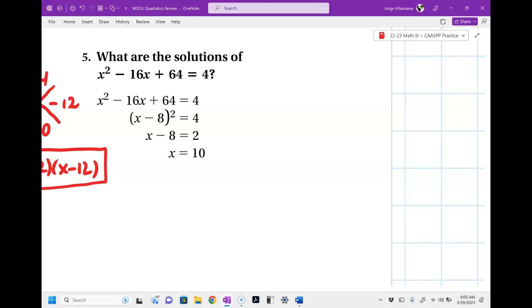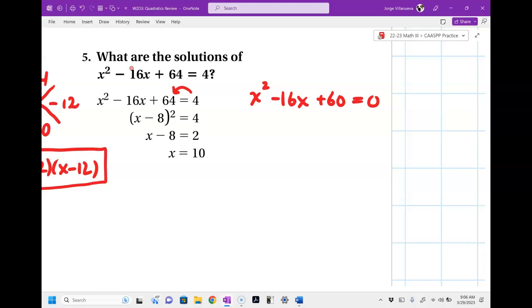So the math they did is not wrong. The math they did overall was correct. The way they did it was wrong. Okay? So here we go. What we're going to do is move this 4 over. So x squared minus 16x, if I subtract 4, I get 60 equal to 0.